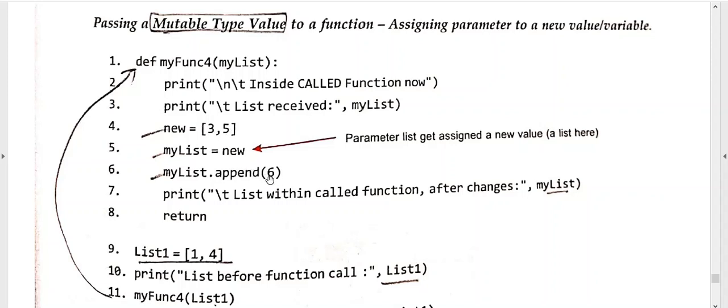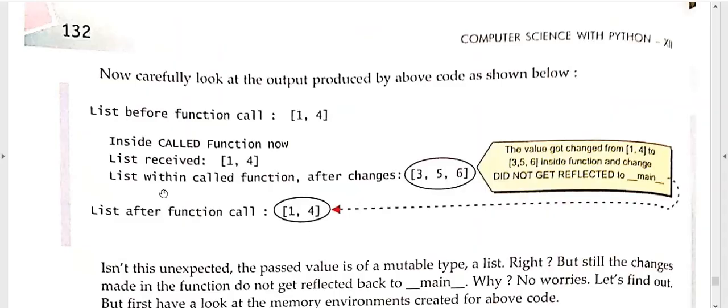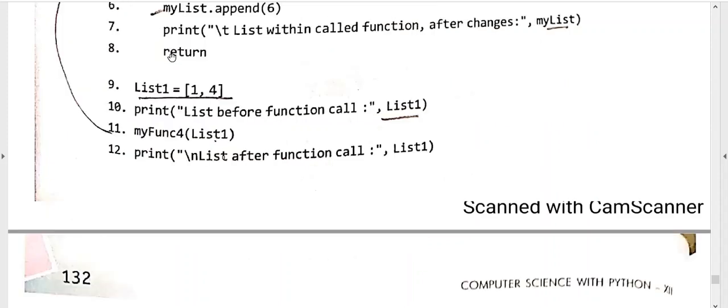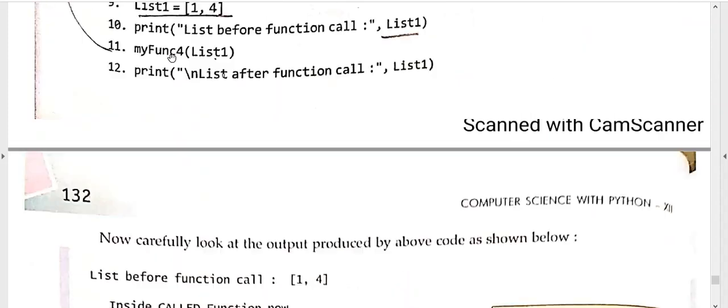Okay, now the list within the called function after changes will have 3 5 and 6. So you can see the list within the called function after changes is 3 5 6. Now the print statement will return, it will get back here. Now the 12th statement will be executed, list after the function call.